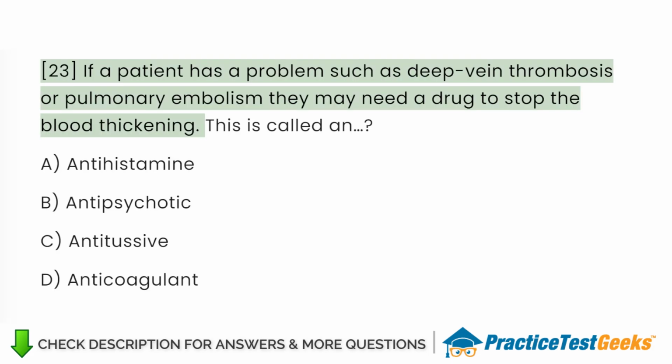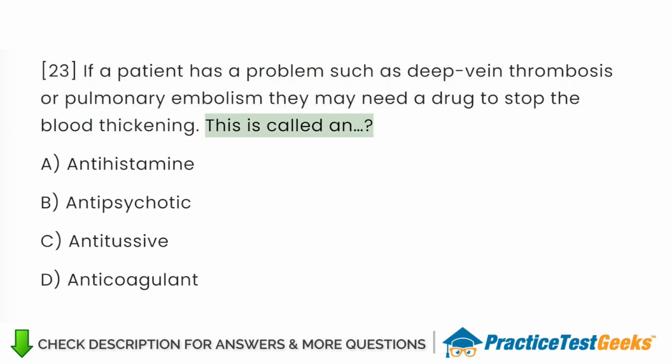If a patient has a problem such as deep vein thrombosis or pulmonary embolism, they may need a drug to stop the blood thickening. This is called an A. Antihistamine. B. Antipsychotic. C. Antitussive. D. Anticoagulant.